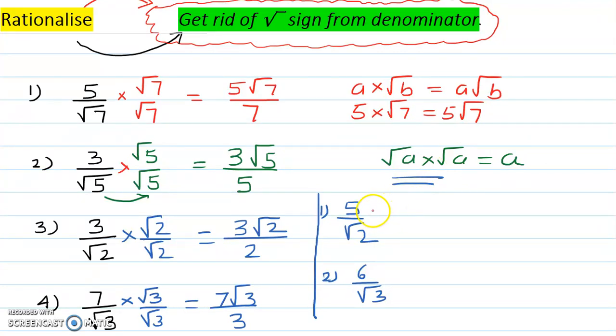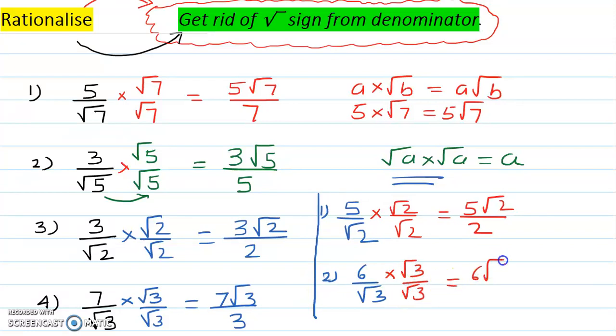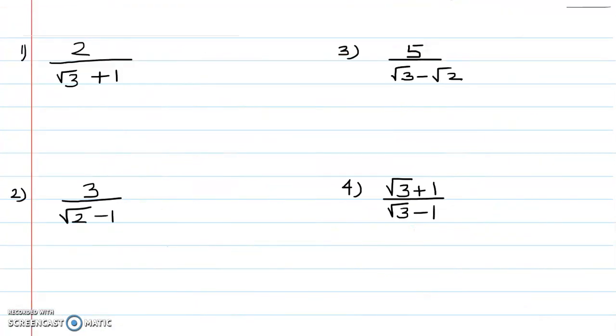Welcome back. If you have tried, just check your answer. So times by root 2 here and times by root 2 here. So 5 times root 2 is 5 root 2, and root 2 times root 2 is 2. Similarly here, we'll multiply by root 3 top and bottom. So it will be 6 root 3, and root 3 times root 3 is 3. And you can simplify here, because 6 and 3 come in the 3 times table. So 3 times 1 and 3 times 2. So we have got our answer, 2 root 3. Okay, good.